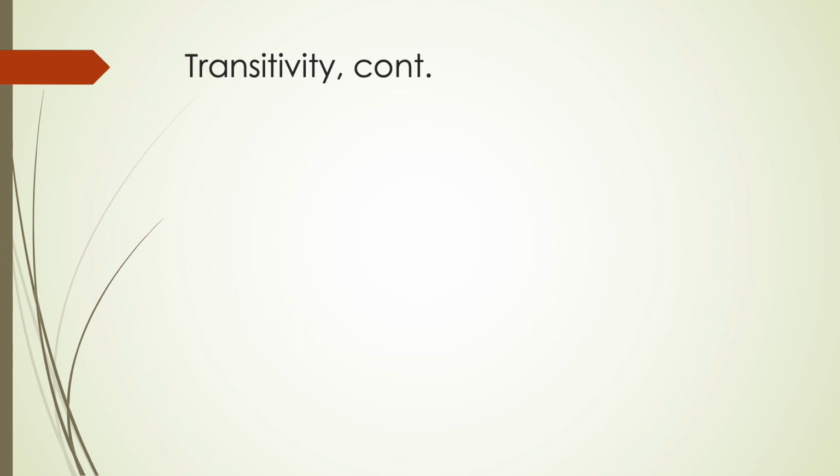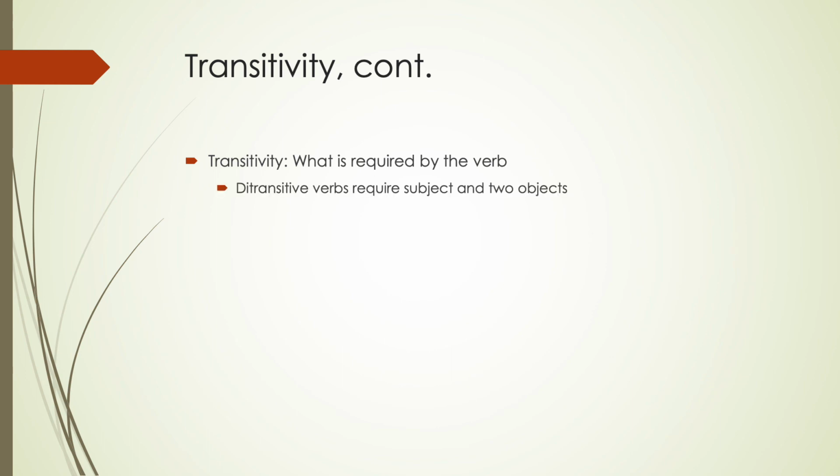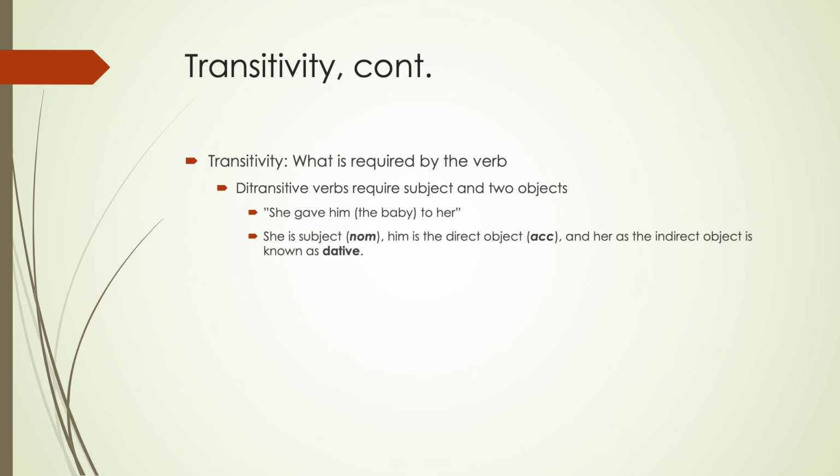And then finally, the kinds of requirements for ditransitive verbs are verbs that require a subject and two objects. So this would be things that are coming with verbs like give, which is a frequent ditransitive verb in many languages. So she gave him to her would be an example of a ditransitive verb where you have your subject and then you have your direct object. So him is what's being given. And then you have the indirect object, which would be the dative case, which would be to her.